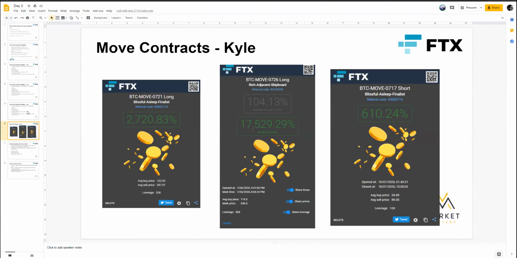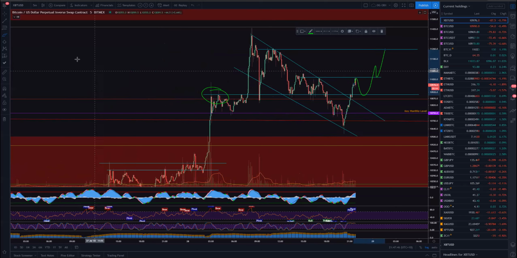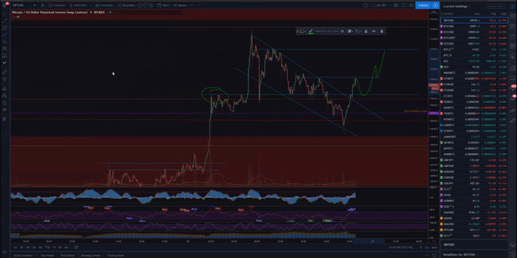One in the middle is one of the guys in our Discord actually, and he's had a few amazing trades longing it, which has been pretty good. So this long here on the left of 2,721 was actually when we predicted the Bitcoin breakout earlier. Let's go to, I'll go to the daily.